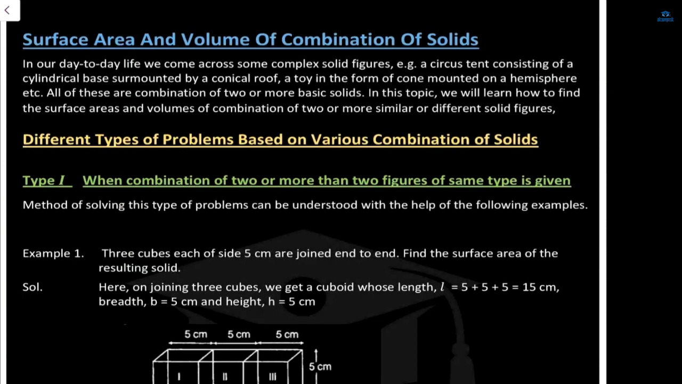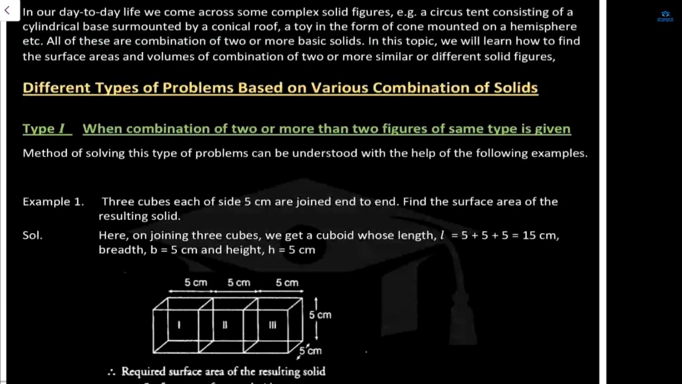Okay, you should not include any extra part when you are drawing. Now, let's see some combinations of objects, a combination of two or more objects.